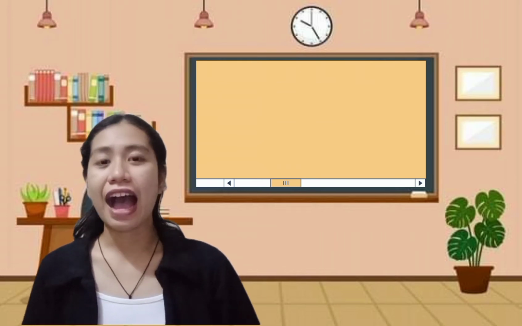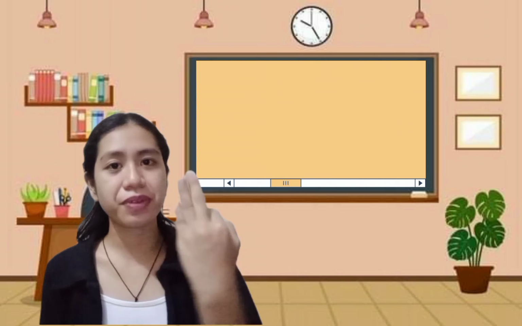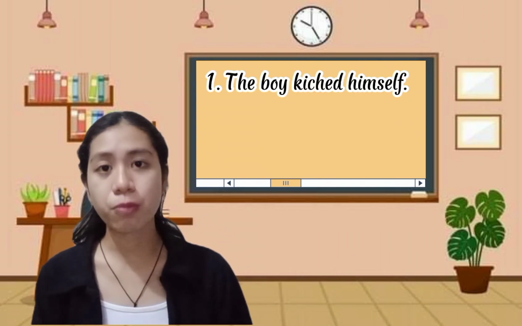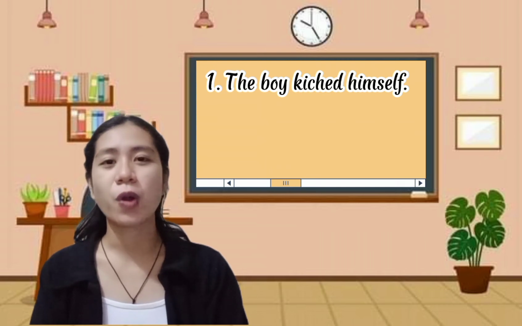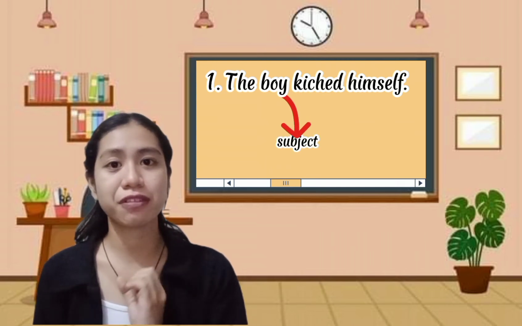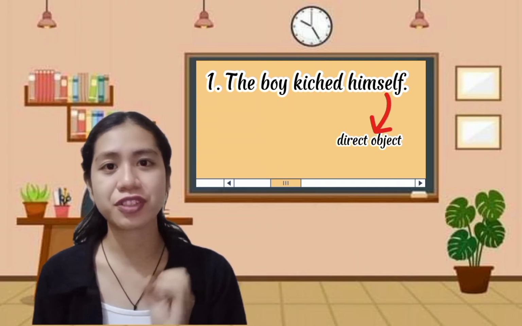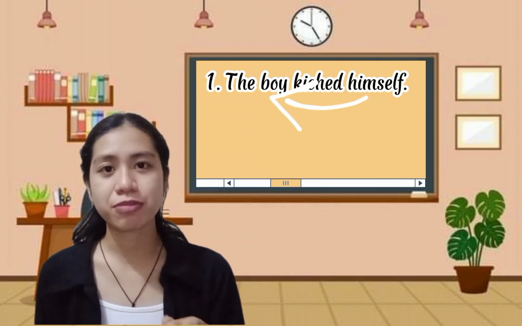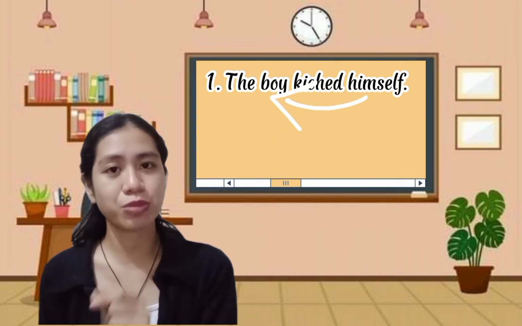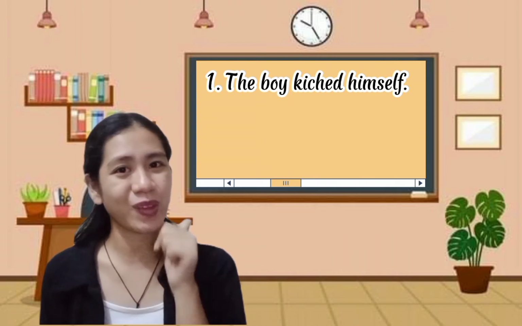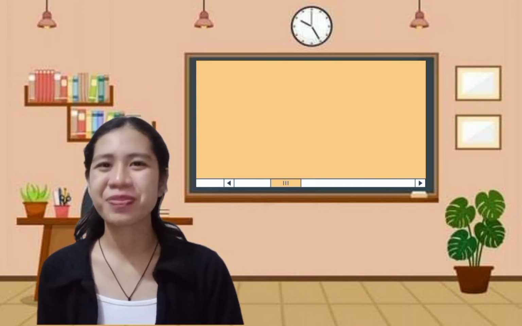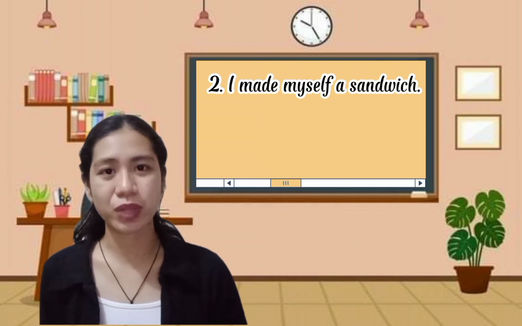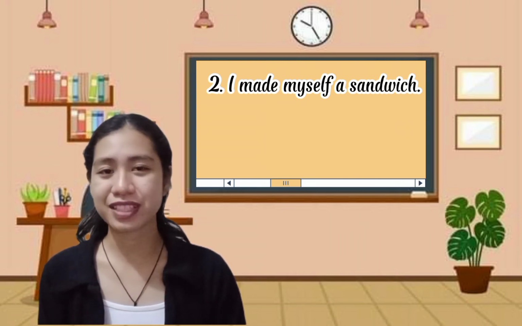Now I have here three examples of reflexive pronouns. The first example is: The boy kicked himself. The subject there is the boy, and himself serves as a direct object, and it reflects back to the subject, the boy. Do you get it, class? For the second example: I made myself a sandwich.